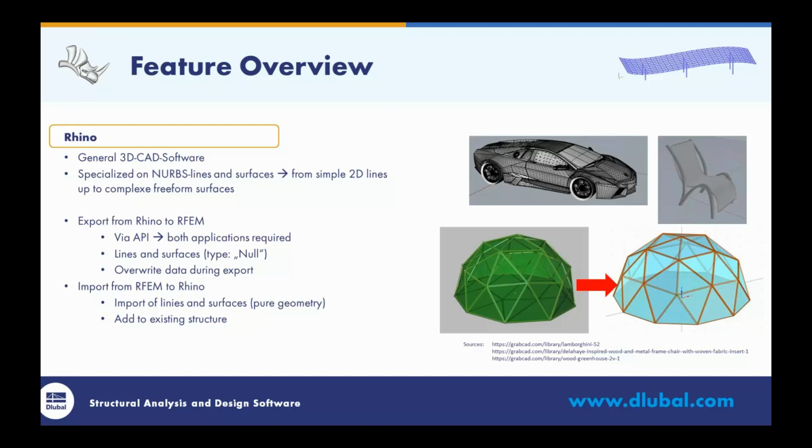Regarding the release itself, we released the interface with RFEM version 5.21.02 in December. If you want to install the interface, you have to install Rhino first on your PC. You require version 6.20 or newer. Then you can install RFEM and the interface will be automatically installed. If you have issues with the installation, feel free to contact our support.